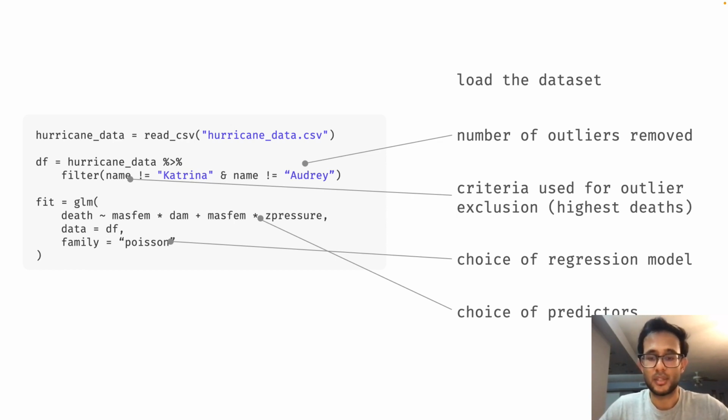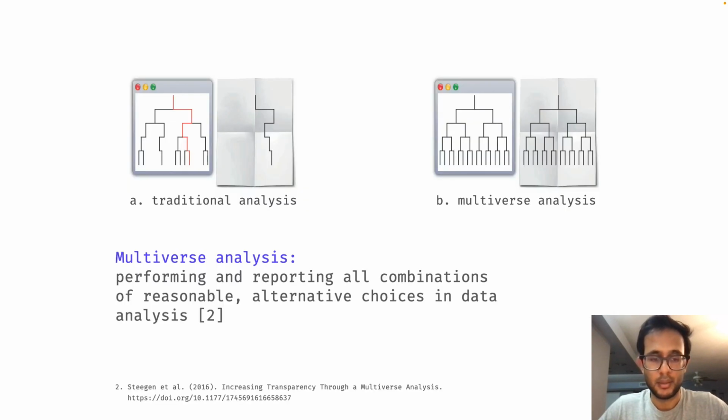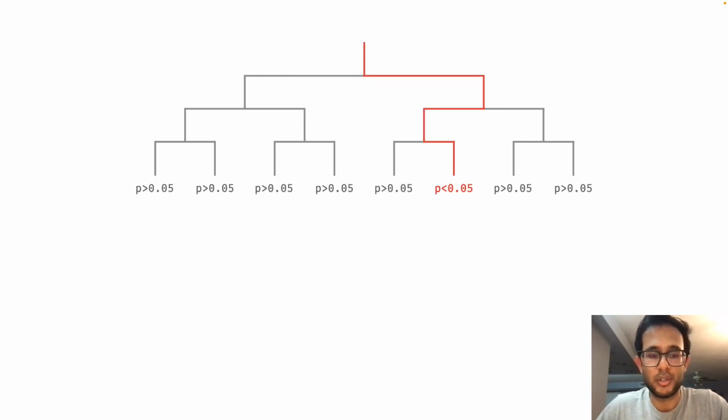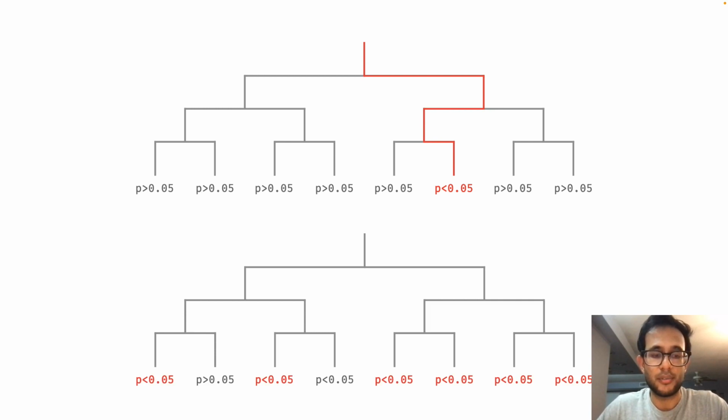The authors made a bunch of decisions in their data analysis, but they very well could have made an entirely different set of decisions. If they had, what might the result have been? A multiverse analysis involves performing and reporting all combinations of reasonable alternative choices in the data analysis to see whether the estimates are consistent across all these analysis paths. In other words, the goal of a multiverse analysis is to see if your result is a 1 in a million, or if it is part of a consistent larger pattern.